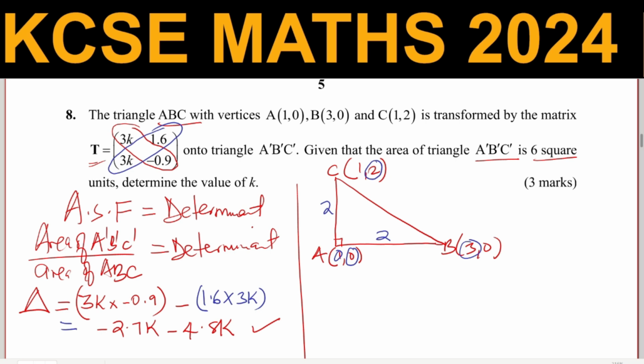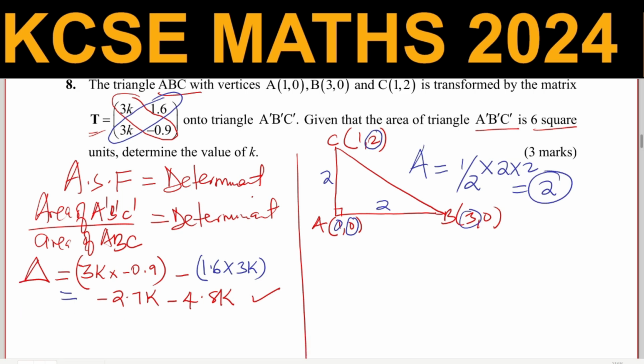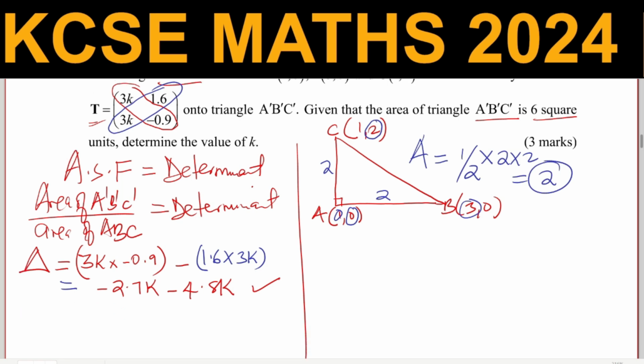So you can see we have a triangle. We are forming a triangle that has a base of 2 and a height of 2. So it is possible to get the area of that triangle using half base times height. Base is 2, height is 2, and this will give 2 square units. So now we have the area of the object and the area of the image.